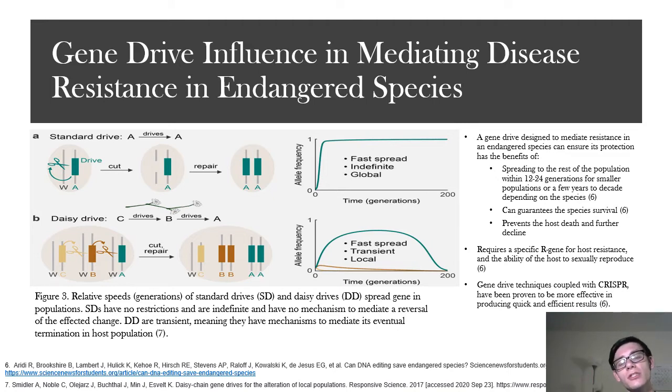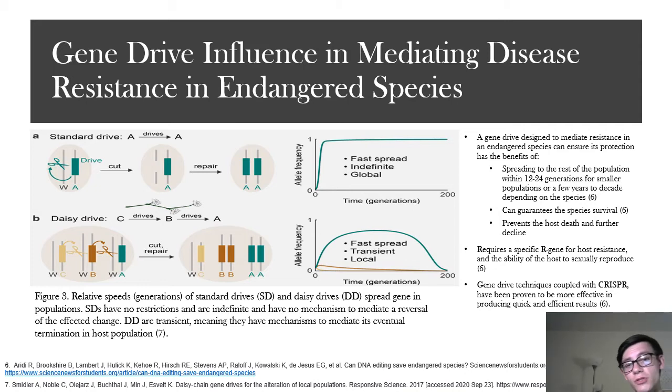Because the way gene drive technology works, as displayed in this figure here, shows that once it is introduced into a population, it will spread throughout that whole population within 12 to 24 generations, or a few years to a decade. That is crucial and incredibly quick to happen within a population. Now, there are issues with gene drive technology.